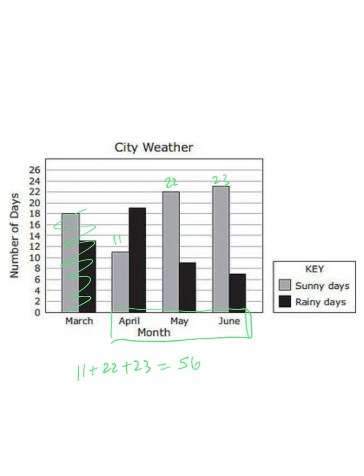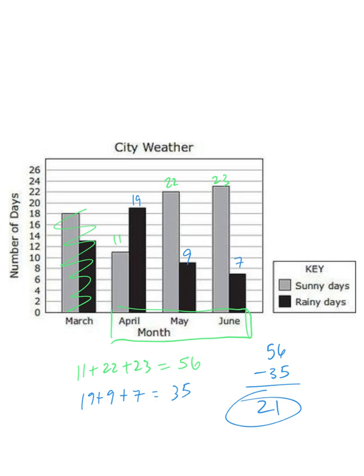So rainy days, April, there were 19. There are more rainy days in April than sunny days. But when we get to May, we have 9, and 7 for June. So now adding these together, 19 plus 9 is 28, and 28 plus 7 is 35. So 19 plus 9 plus 7 equals 35. 56 minus 35 equals 21 more sunny days than rainy days.